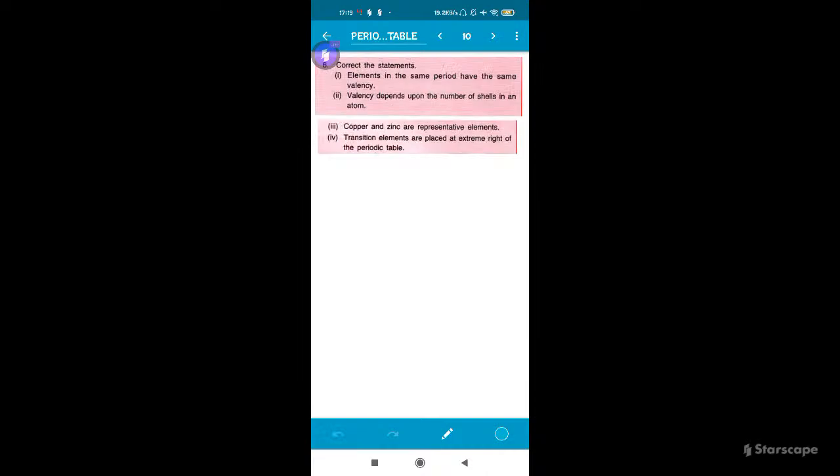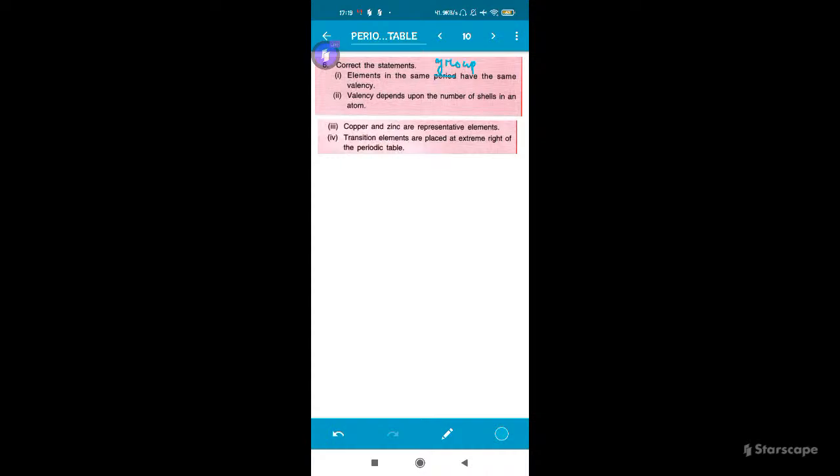Okay, we have another set of questions over here. So let's do it. It is a very good thing that we have some more questions today. So we have to correct the statements. Here we have 4 statements and we have to correct them. So let's see. Elements in the same period have the same valency, is it? It is not correct. So elements in the same group have the same valency because they have the same number of valence electrons. So the answer will be elements in the same group, not in the same period.